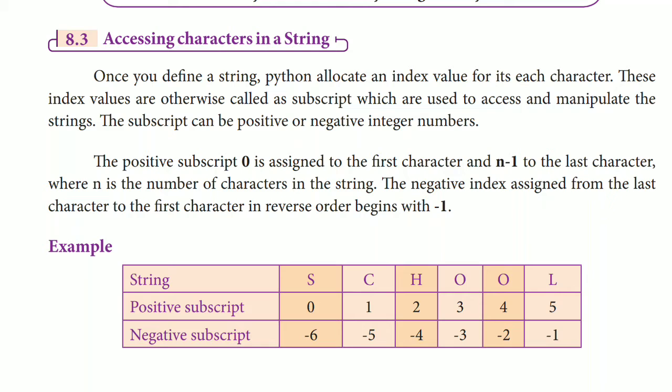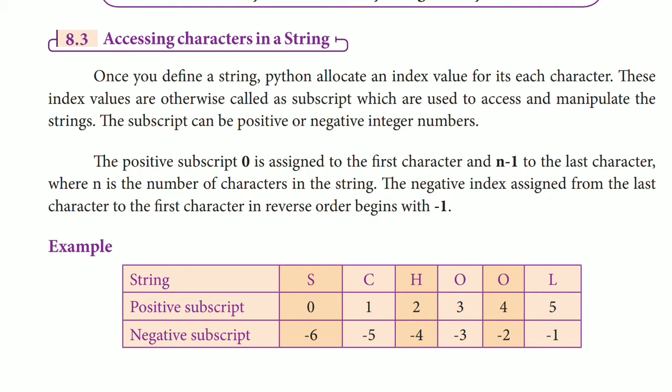So 0, 1, 2, 3 is the index value, the address of each letter. To identify H, the position of H in the word is 2. So 0, 1, 2, 3, 4 and 5. So this is the positive subscript.